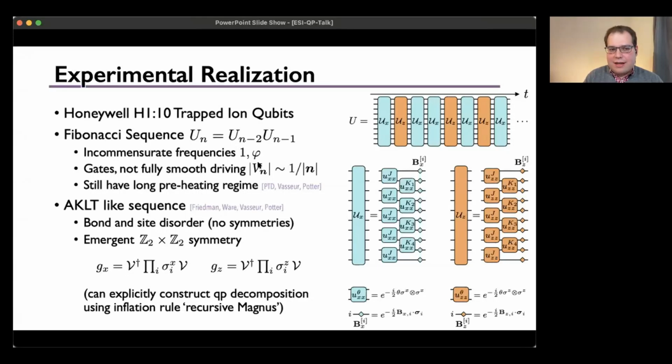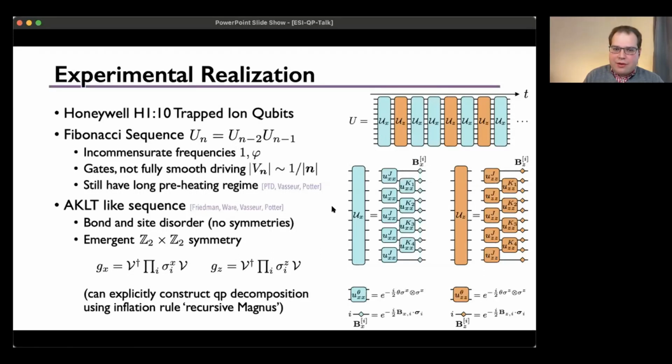Because of the discreteness of these different gates, we're actually going to be less smooth than some of the bounds I presented. But these types of Fibonacci drives are something that me and Romain and Drew studied a couple of years back, and there are still preheating regimes even in those drives, and I can comment more on that later. The specific form of the gates that we choose is basically an AKLT-like sequence. I'm going to go through the gates in just a moment. It's something that was proposed by Aaron Friedman, Braden Ware, Romain, and Drew, but we are here taking a slightly modified version of the drive they studied.